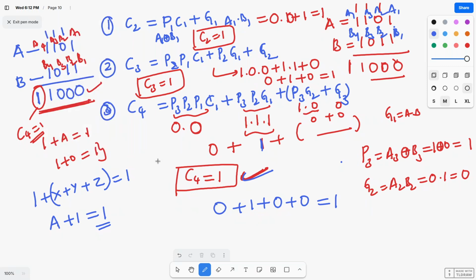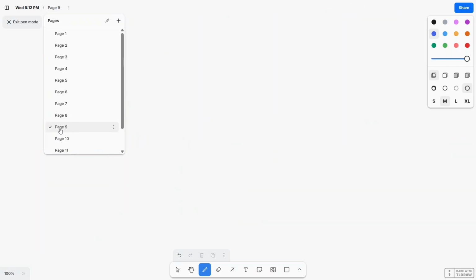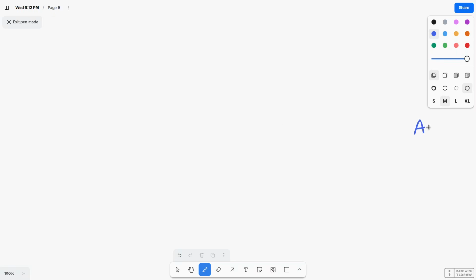Noted. Yes, sir. Okay. So next, I want to design this full adder. What example did we take? Tell me what example you took. Let us take A equal to 1101 and B equal to 1011. So what is the result you got?